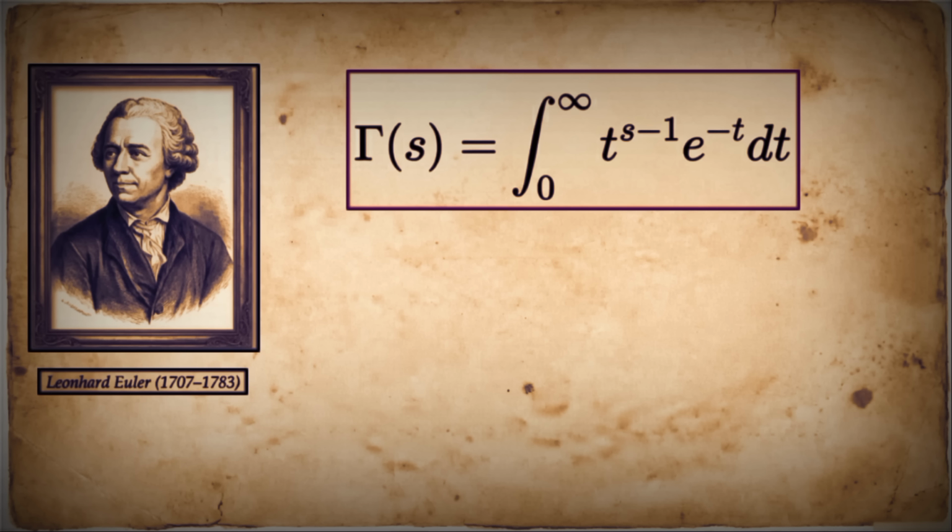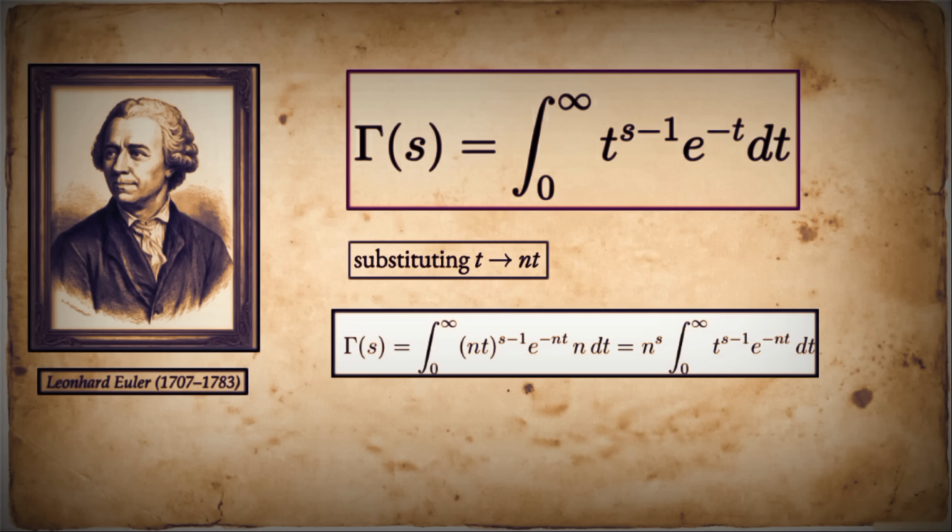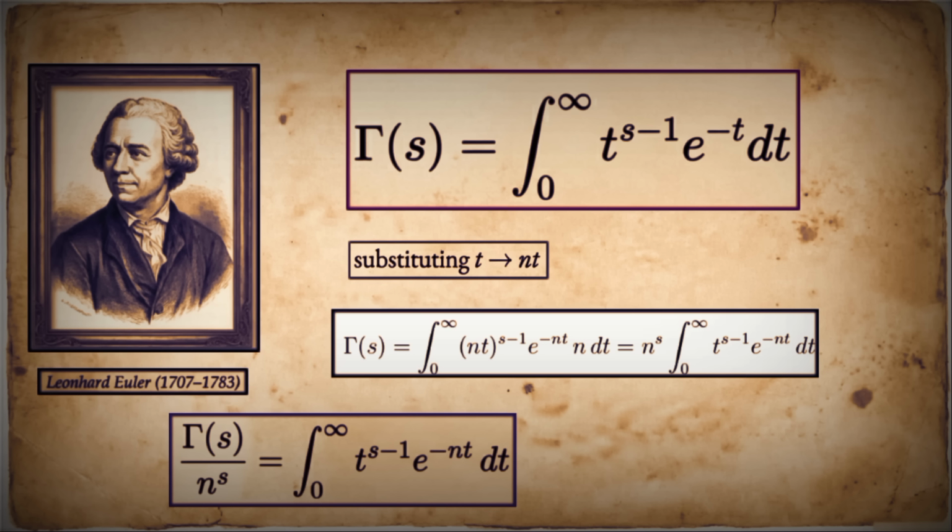The first move is purely algebraic. In the gamma integral, substitute t by the product of n and t, where n is any positive integer. After this substitution, the factor n to the power s comes out in front of the integral, and the remaining integral is the same gamma integral again. So we have an identity. The gamma function at s divided by n to the power s equals the integral from 0 to infinity of t to the s minus 1 times e to the power of negative n times t. That identity holds for each fixed n.